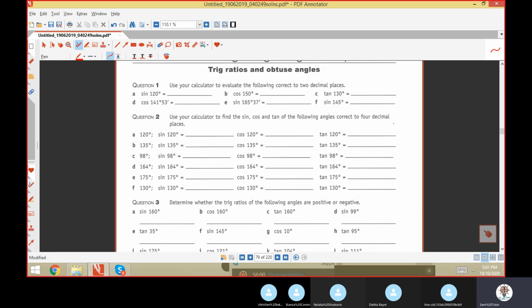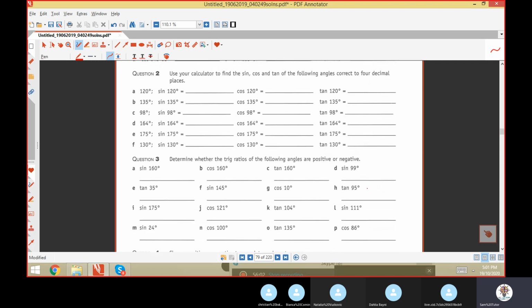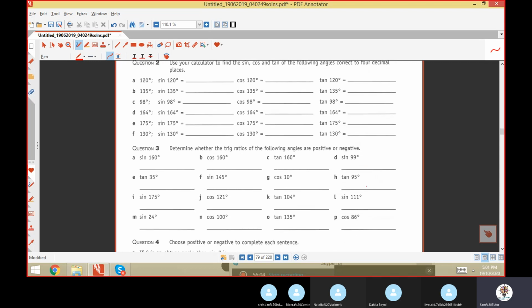Question 3, do I do it without calculators? If you want, you can learn some advanced mathematics and just use this triangle. Okay, so we'll do the first row. So sine 160, that's positive, cosine negative, tangent negative, sine positive.